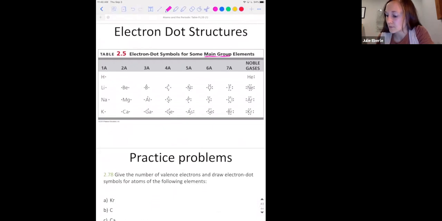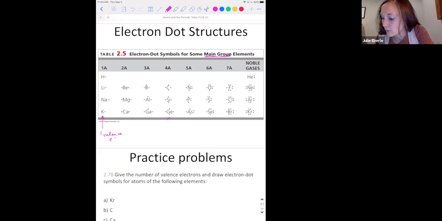Symbol, structure, same thing. So all you do is you write the symbol for the element, which is the letter or letters for that element, and then you put a dot, one for each valence electron. So if you are in main group 1, these have 1 valence electron. So you're just going to put 1 dot. And then as you go across left to right on the periodic table, as you increase in the number of main groups, you add a dot. Now notice you need to add 1 dot to each side before you ever double up and put a second dot on the same side.